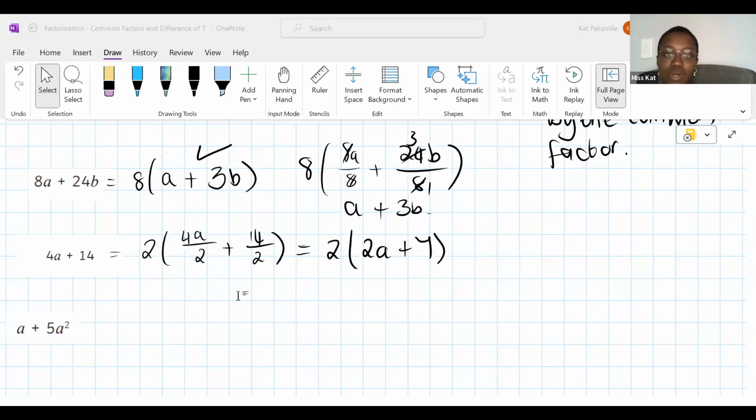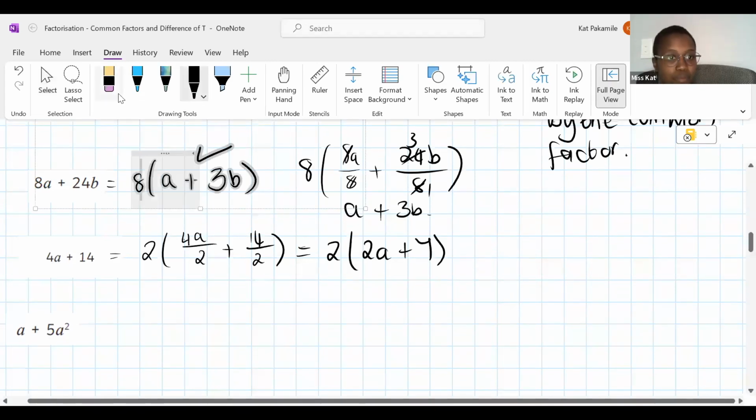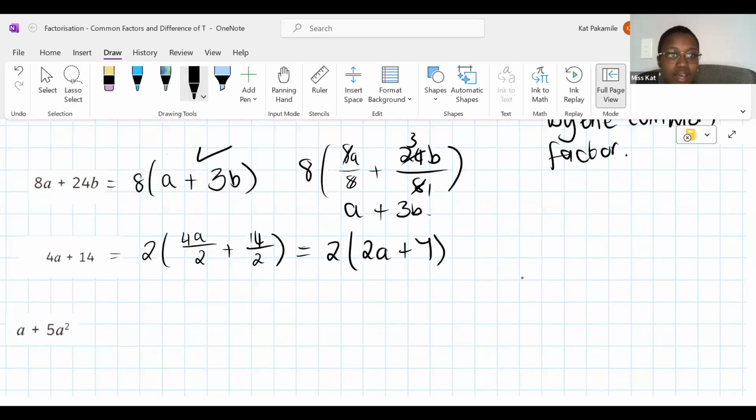5a plus 5a squared. Can you see it? Ma'am, I would like to ask how we find the common factor. I understand the whole thing, ma'am, but I don't understand how we find the common factor. The same way you do in fractions. If I say to you, you have a fraction of 5 over 15, and I say to you, simplify it. How do you simplify it?